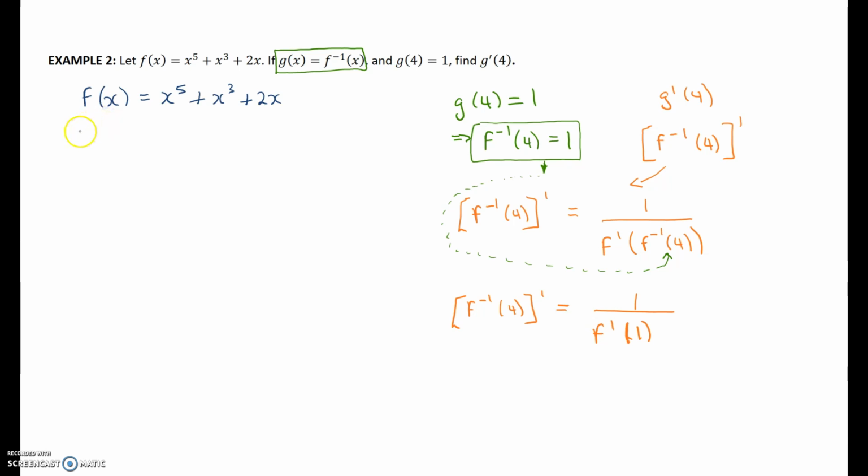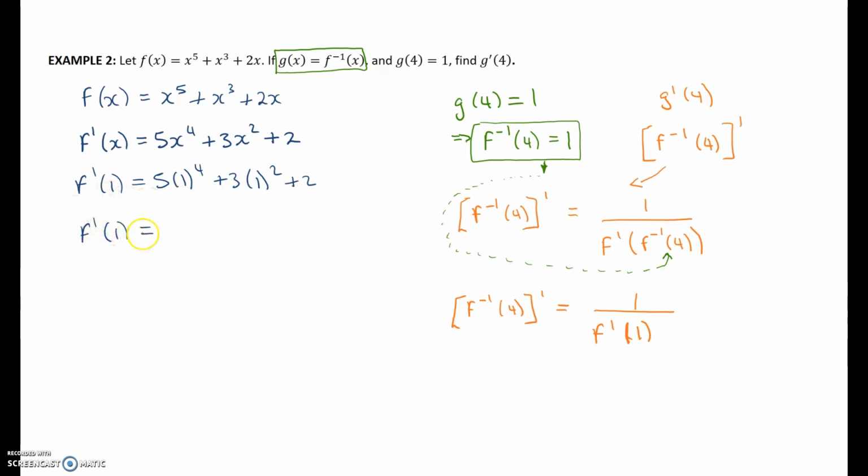So we know what f of x is. We want f prime of 1, so we've got to find f prime of x first. Well, f prime of x will be 5x to the 4 plus 3x squared plus 2. And we want f prime of 1. So f prime of 1 will be 5 times 1 to the power of 4 plus 3 times 1 squared plus 2. So f prime of 1 is going to be 5, and 3 is 8, and 2 is 10. Okay, and again we're bringing something else over here.